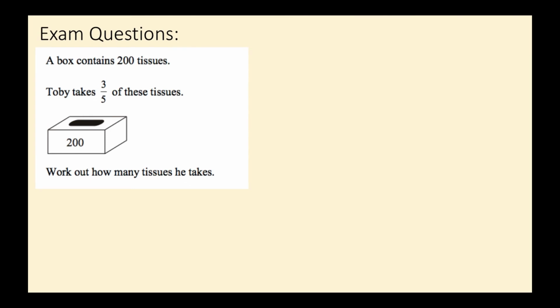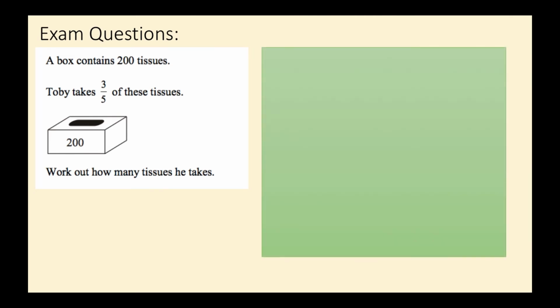Okay, next one. Again, pause the video at any point to have a go before I start talking. So, a box contains 200 tissues and Toby takes 3/5 of them. Work out how many tissues he takes. Again, nice question. You should get this so quick.